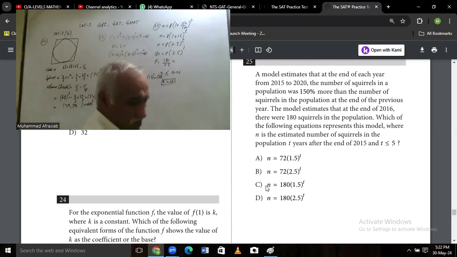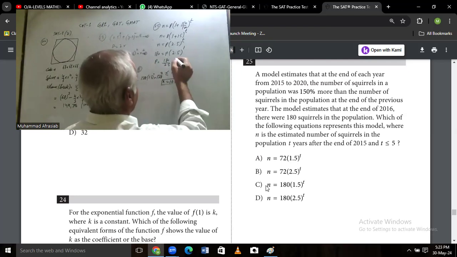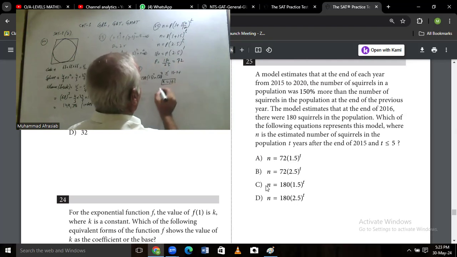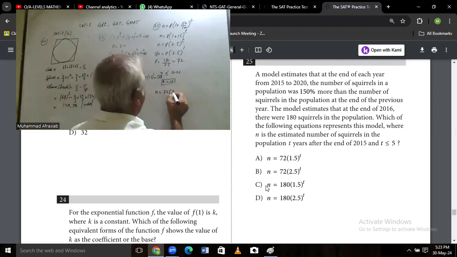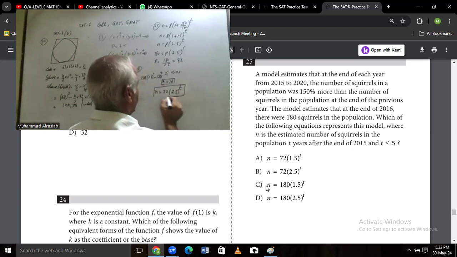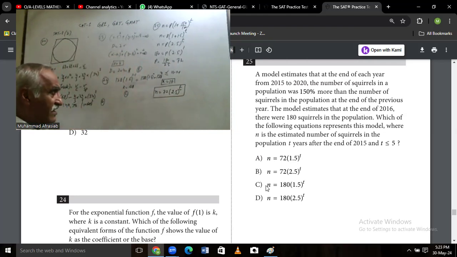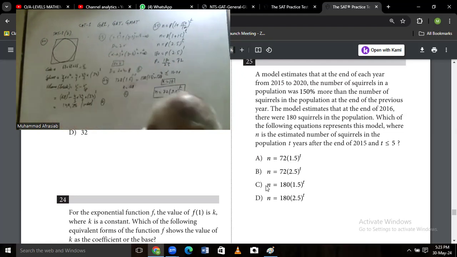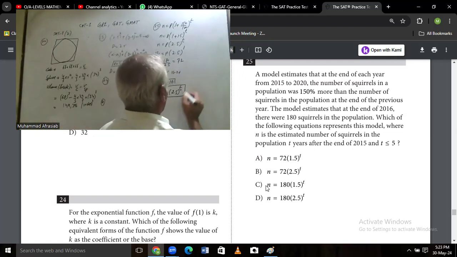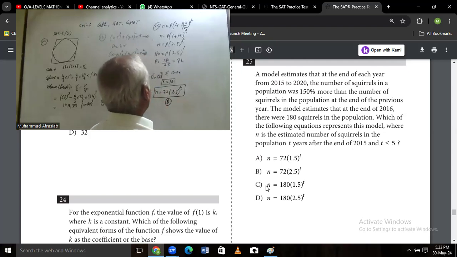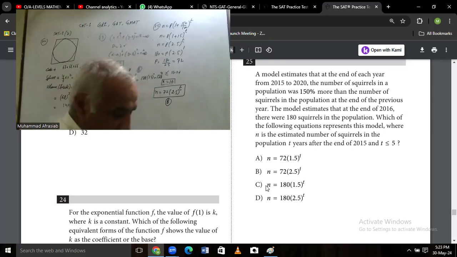So that thing is equal to 72. So the population n there is equal to 72 into 2.5 power t, for the population when t is less than or equal to 5. So this is the answer for this part B there. So B is the choice for this question number 25.